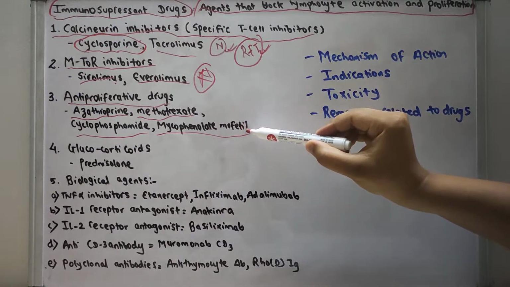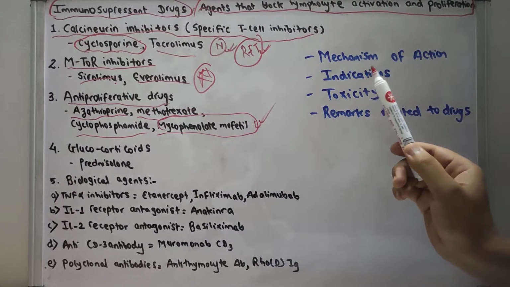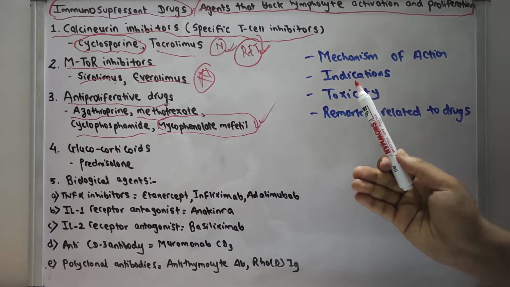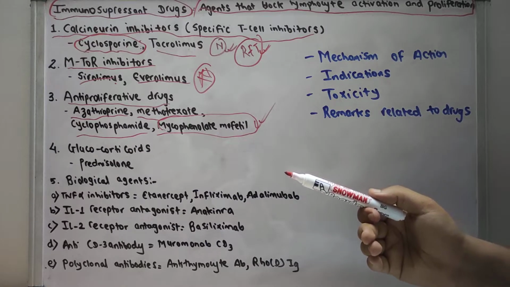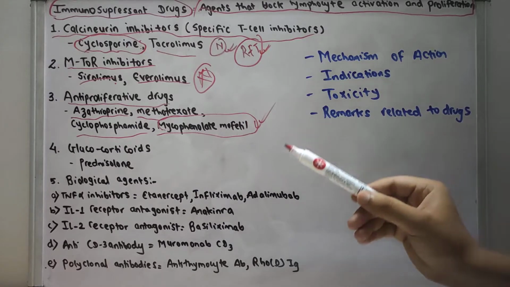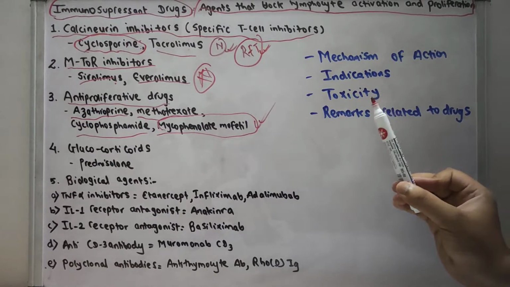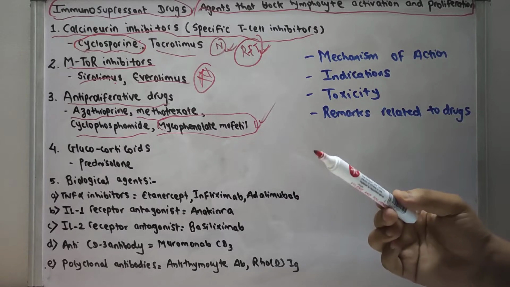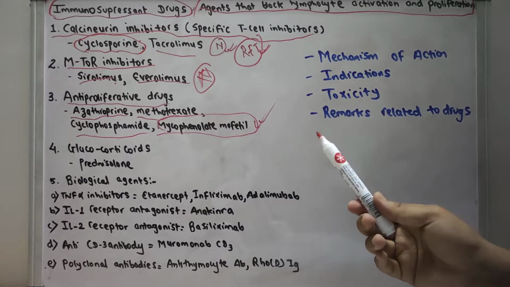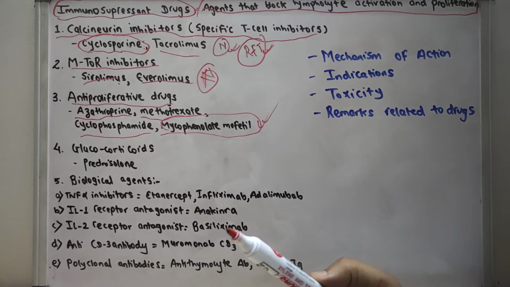Now let us discuss mycophenolate mofetil. The mechanism of action of mycophenolate mofetil is that it reversibly inhibits IMP dehydrogenase, which prevents purine synthesis of both B and T cells. The indication of mycophenolate mofetil is lupus nephritis. The main toxicity leads to GI upset, pancytopenia, hypertension, and hyperglycemia. It is less nephrotoxic and less neurotoxic. Mycophenolate mofetil is often associated with invasive cytomegalovirus infection.